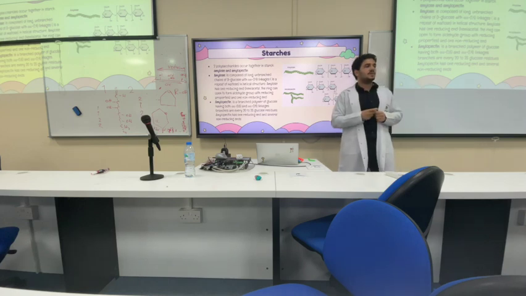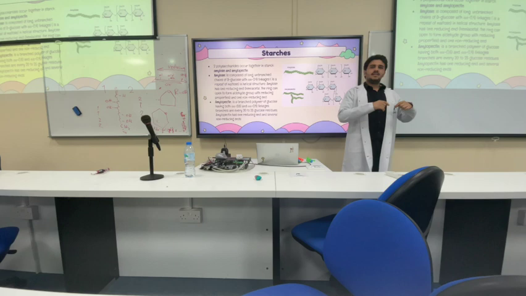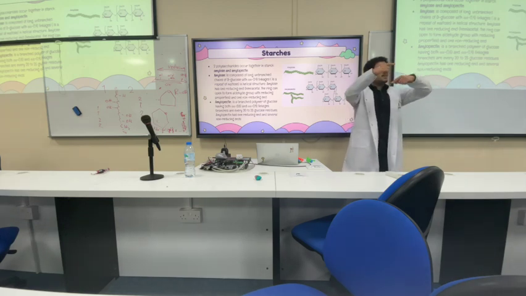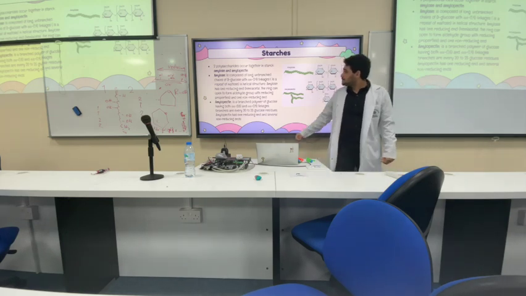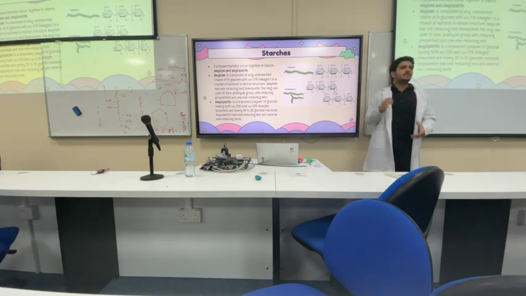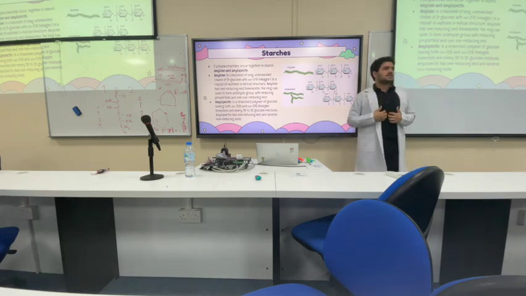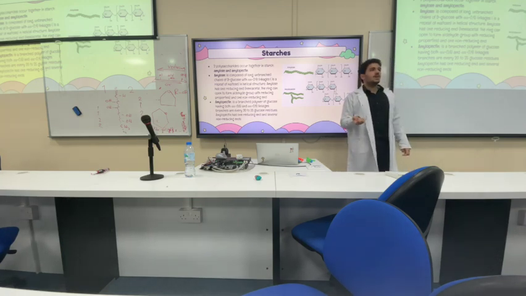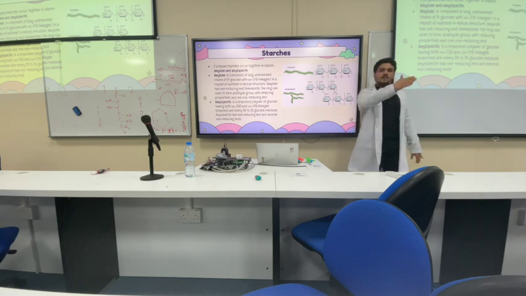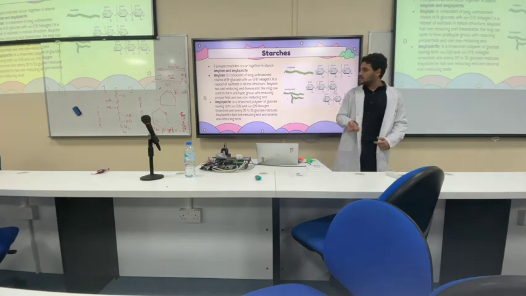What do they mean by helical? You guys remember? Like DNA. It's like a spiral. Yes. And you have the alpha-1-4 linkage. We said which one we cannot digest in our body? Cellulose. And it is what type of bond? Beta-1-4. So familiarize yourself: beta-1-4 we cannot digest, but alpha-1-4 we can. And we'll look into the digestion.